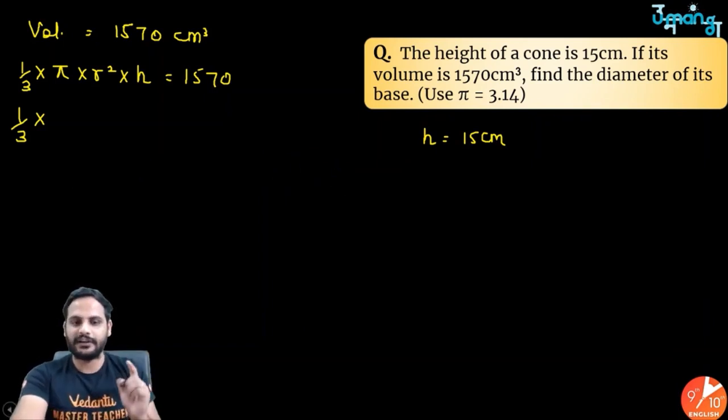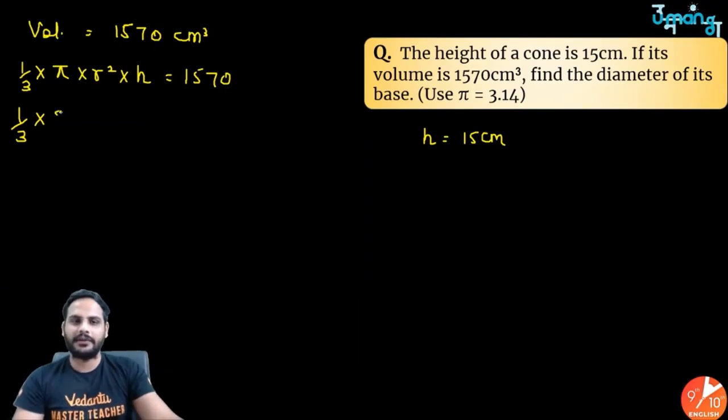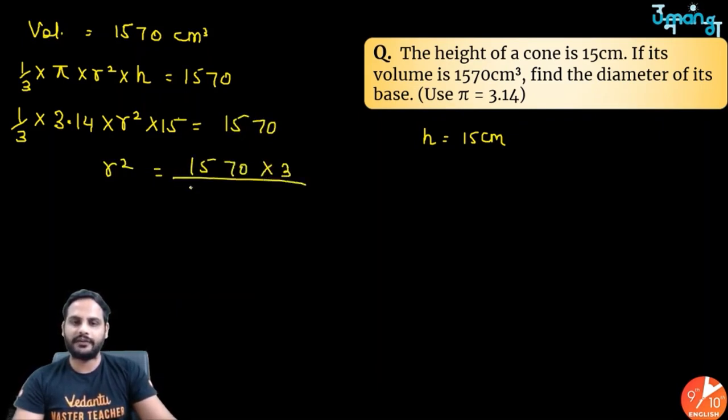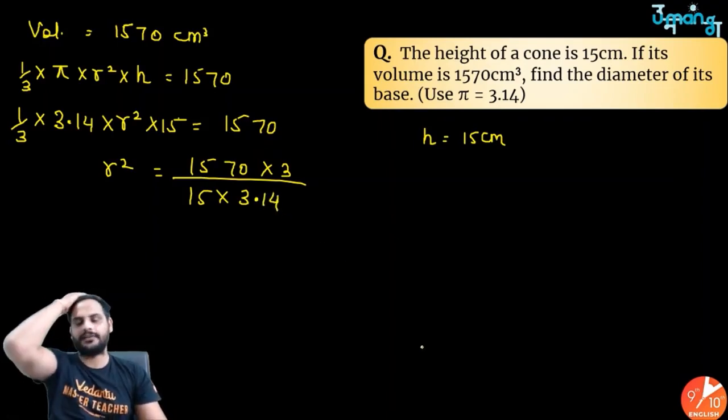See, just now you saw that with pi as 22 by 7, I am not getting anything correct. But if I take pi as 3.14, into r square into 15 is equal to 1570. So I will get r square as 1570 into 3 divided by 15 into 3.14. Right? Correct. Now, listen carefully.